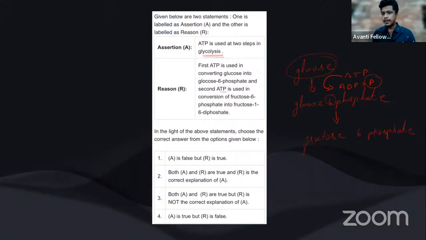Now once this is done, again we add one more ATP molecule. And then what happens to this ATP? It gets broken down into ADP plus phosphate. And this phosphate molecule attaches to the first carbon atom of the fructose. So that becomes fructose 1,6-bisphosphate.